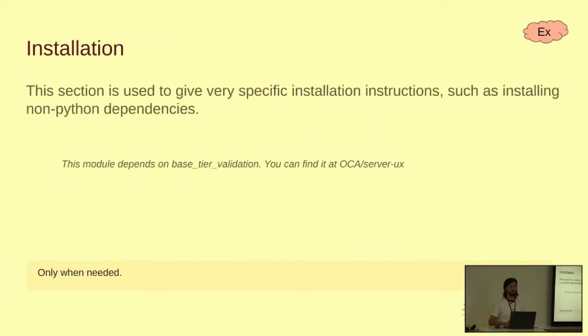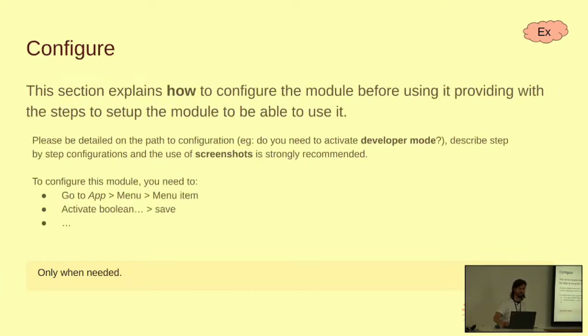So then there is a section of installation, which is not very common, because it's only to explain when you have some special instructions on the installation. For example, non-Python dependencies, which is not very common, but if you have to do some explanation about this, you have this section. So this one is used only when needed. It's not mandatory, it's not suggested. If you think you need it, then include it.